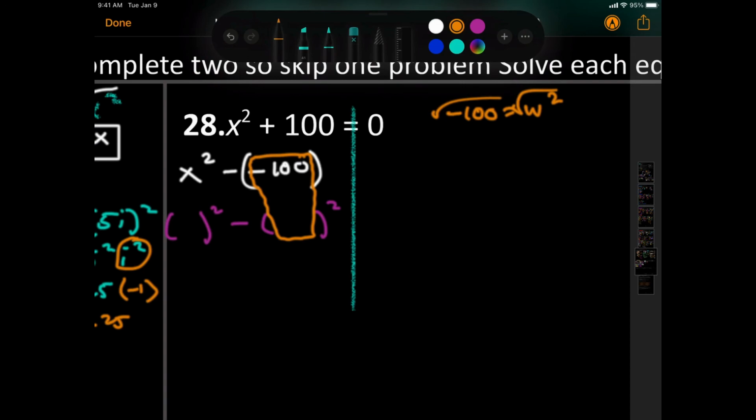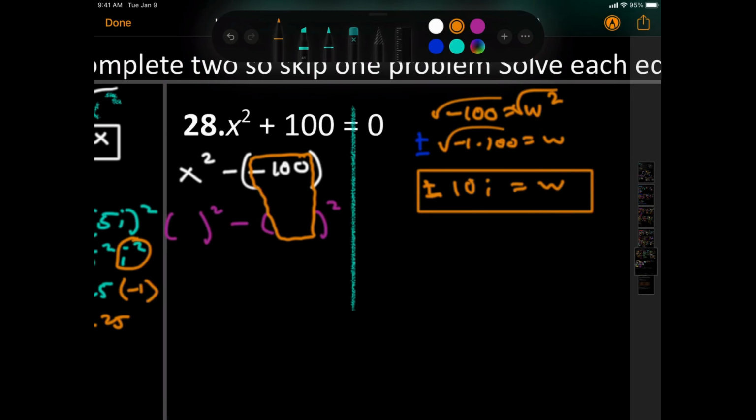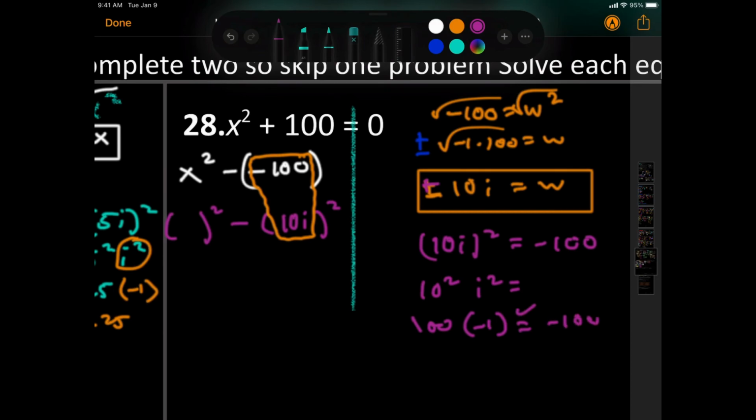I take the square root. You must have a plus or minus. So the square root of negative 1 times 100. And then the square root of negative 1 is i, and the square root of 100 is 10. So you have plus or minus here. And we talked about how you're going to just take the plus. So you're just going to write in here 10i. 10i squared is equal to negative 100. That would be 100, and i squared is equal to negative 1. Does that make sense? Okay.